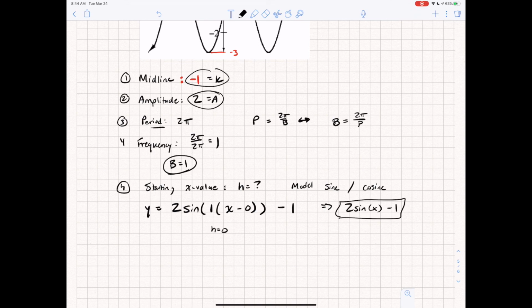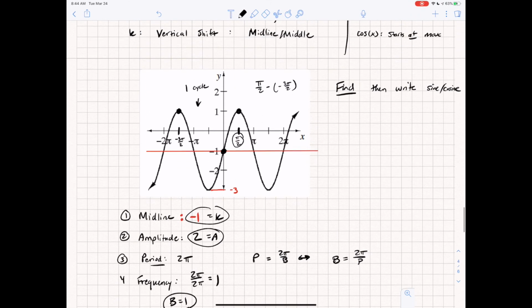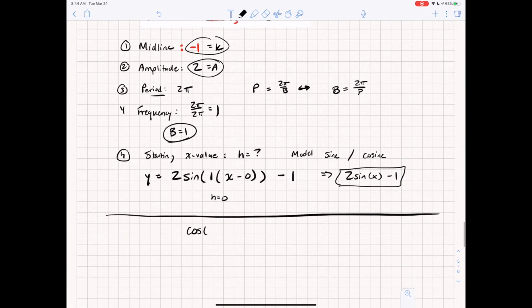But if I want to use cosine, then my h, my starting x value, isn't when I'm in the middle, but when I'm at my maximum and then traveling down. Well, here, that max occurs at pi over 2. I've actually already got it marked. So I can let h be pi over 2 if I'm going to use cosine, and then fill in everything else. A is 2, b is 1, x minus h, which is pi over 2, and then minus 1.